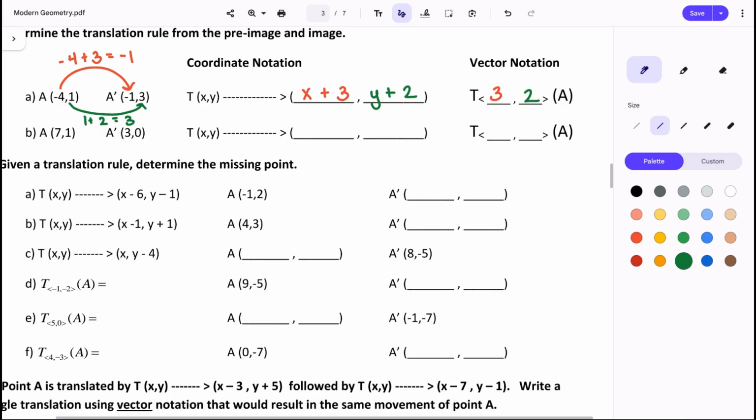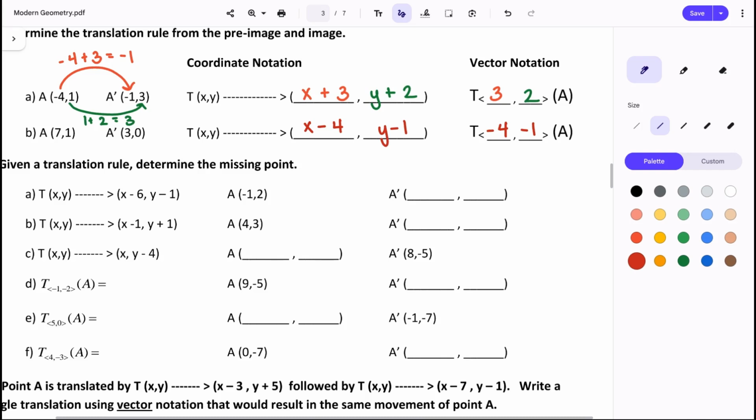Okay, who's got an answer they want to share with me? Keegan? X -4 and Y -1. Everyone agree so far? X -4, Y -1. How'd you then write that as a vector? -4, -1. Good.